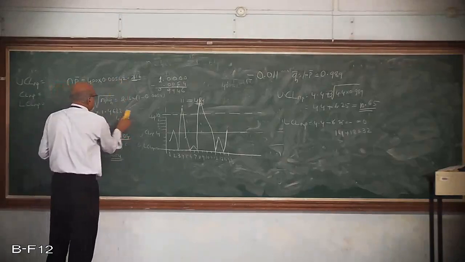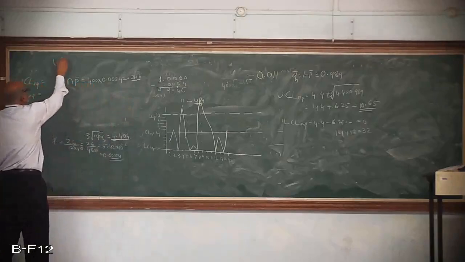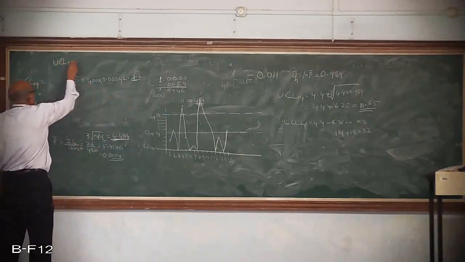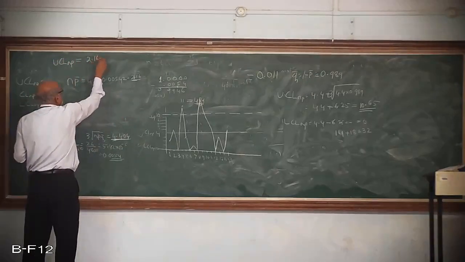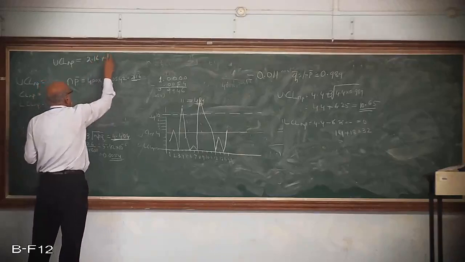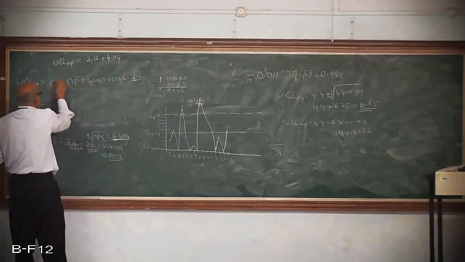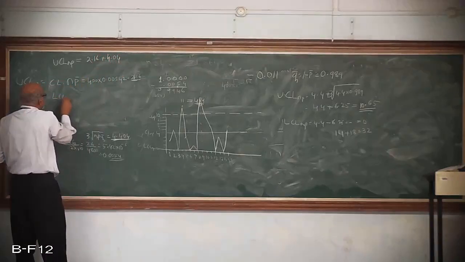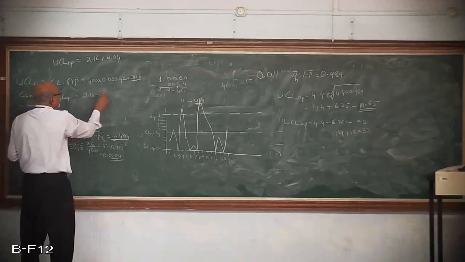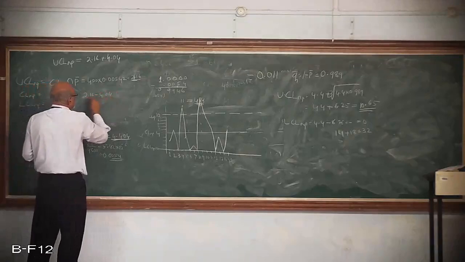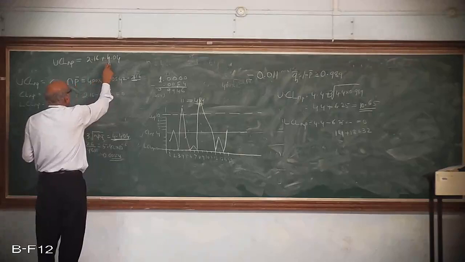Now I'll write down clearly over here. Upper control limit is equal to 2.16 plus 4.04. NP bar is so much, that is the central line. Lower control limit is 2.16 minus 4.04. So this one is negative, so it will become 0. This one is 2 plus 4, this is 6.